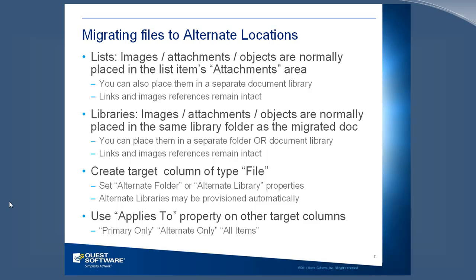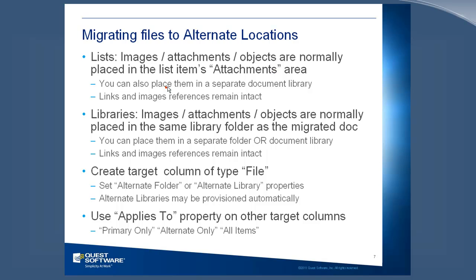Okay, next topic is to talk about migrating files to alternate locations. So in all the demos I've shown you so far, when there was an embedded image or an attachment or an OLE object, that was just showing up in the attachments area. So all these list migrations I showed you, we're taking the defaults and putting them in the attachments area in the list. Even though we might be showing links to them in the rich text, really the attachments were in the attachments area. But you have a choice there.